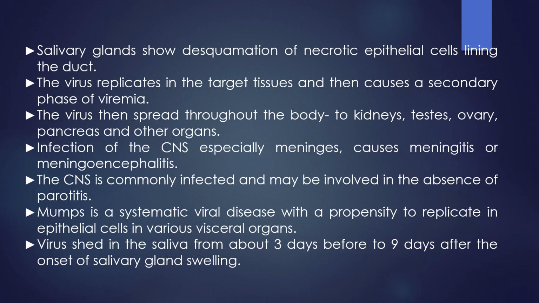The virus then spreads throughout the body to the kidneys, testes, ovary, pancreas, and other organs. Infection of the central nervous system, especially the meninges, causes meningitis or meningoencephalitis. The central nervous system is commonly infected and may be involved in the absence of parotitis. Mumps is a systemic viral disease with a propensity to replicate in epithelial cells in various visceral organs. Virus is shed in the saliva from about 3 days before to 9 days after the onset of salivary gland swelling.